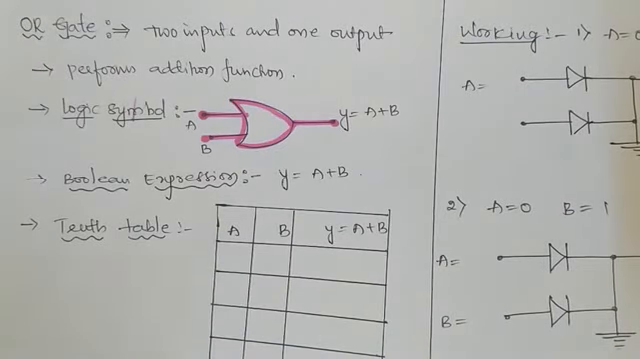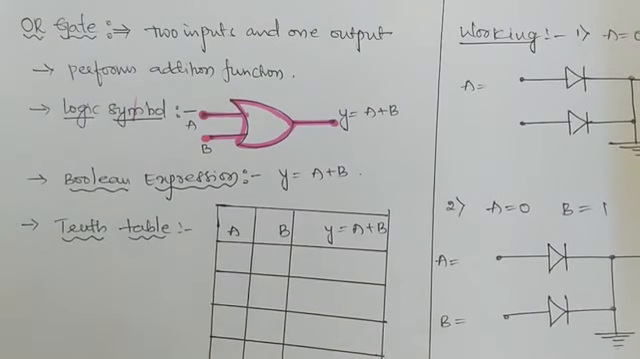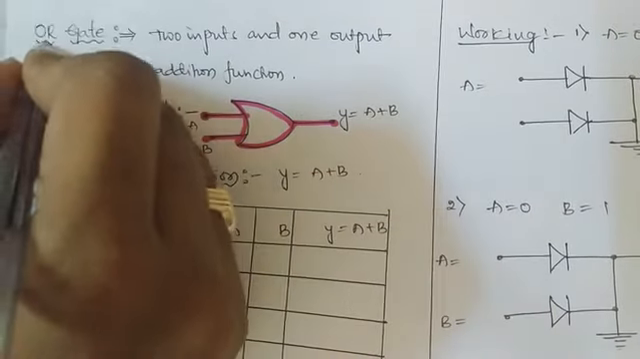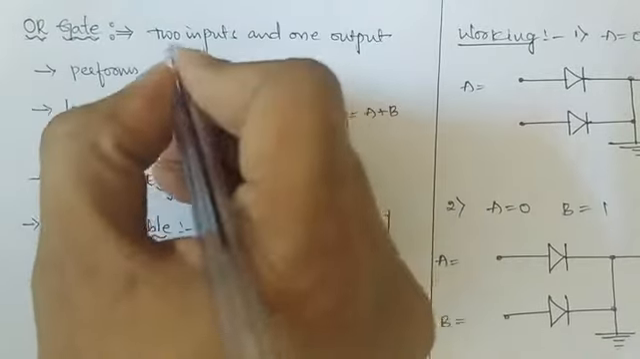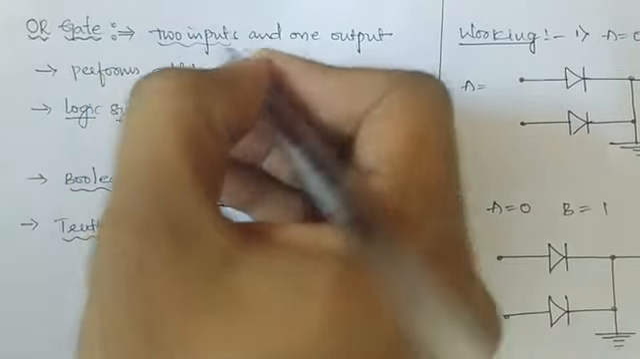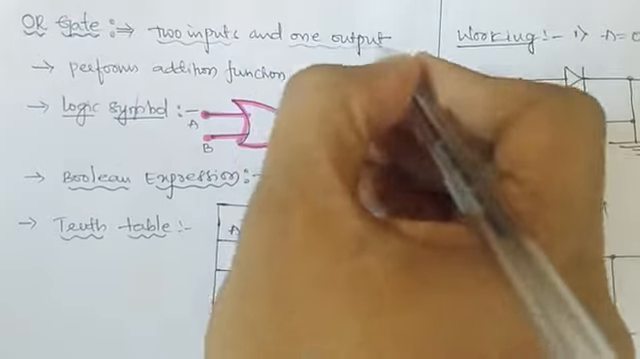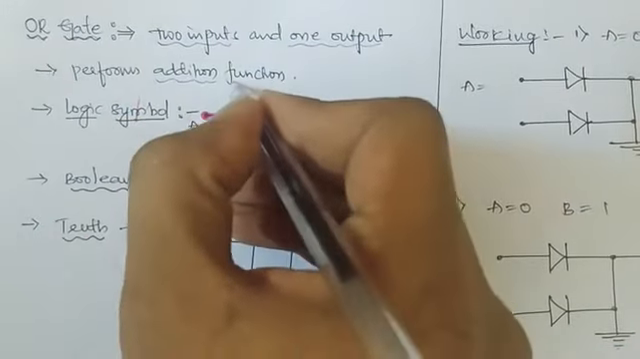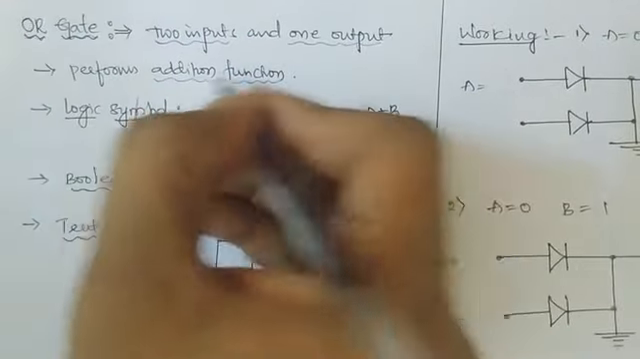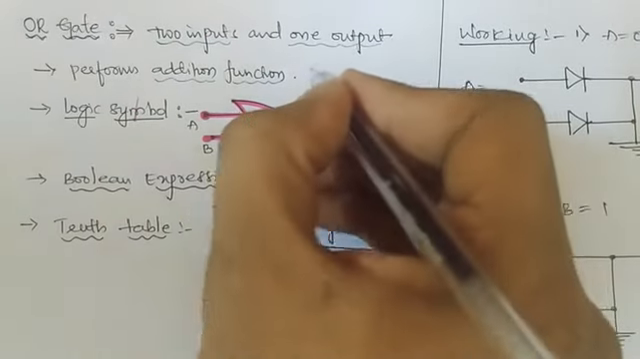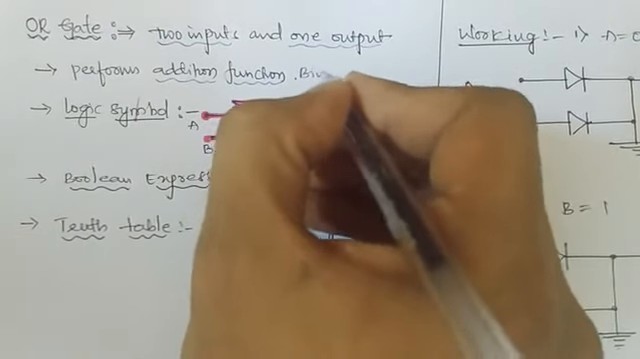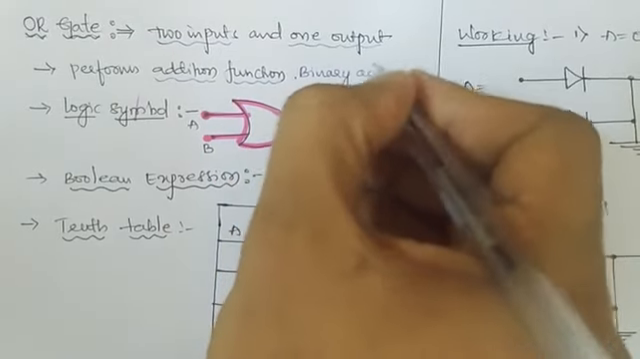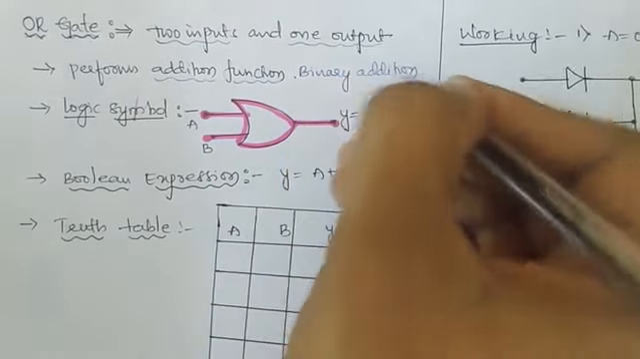Hi friends, today we will discuss the construction and working of the OR gate. As we know, the OR gate is a logic gate which has two inputs and one output. It performs the logical function of addition, and it uses binary addition.